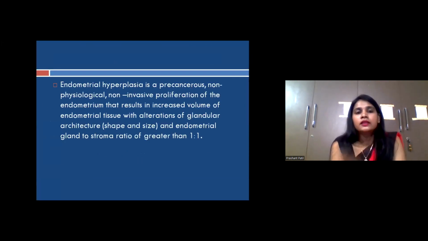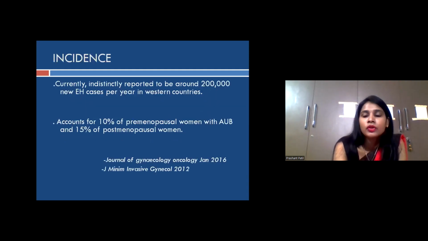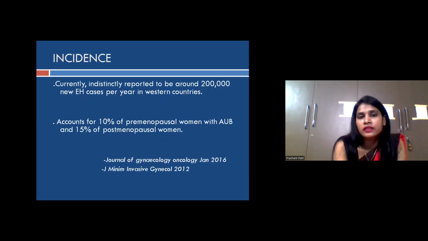To begin, endometrial hyperplasia is a precancerous lesion. It's a non-physiological, non-invasive disordered proliferation of endometrium, which results in an increased volume of endometrial tissue with alterations of the glandular architecture of the endometrium. The gland to stroma ratio will always be high. Since it is a precancerous lesion to endometrial carcinoma, and endometrial carcinoma is one of the most common female genital malignancies worldwide, we need to diagnose endometrial hyperplasia and treat it.